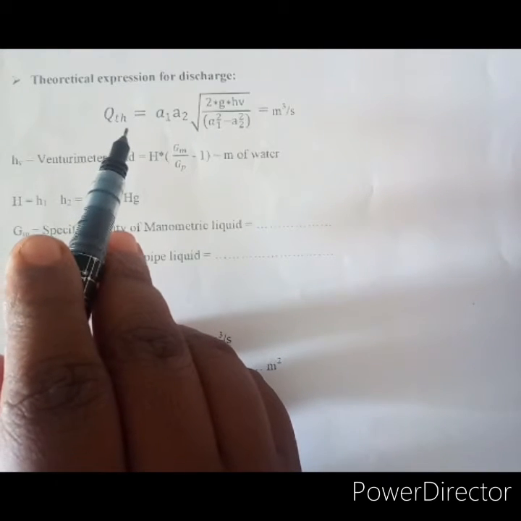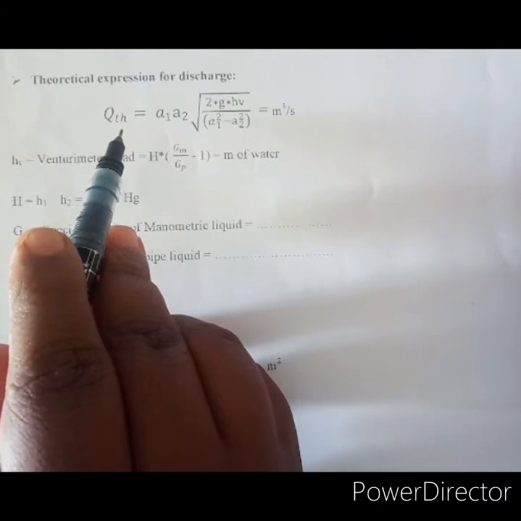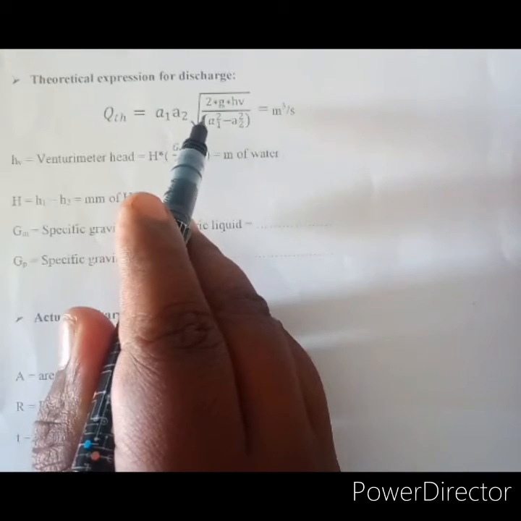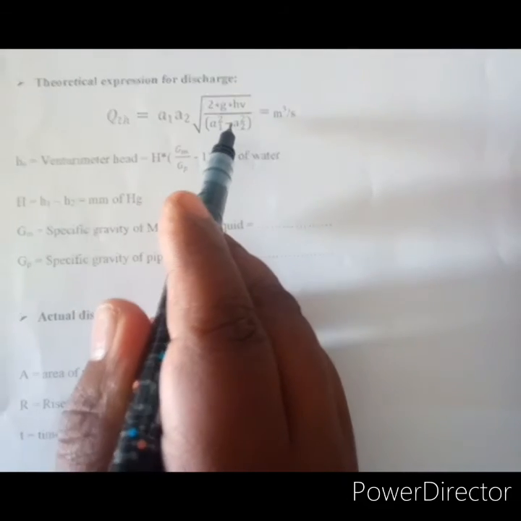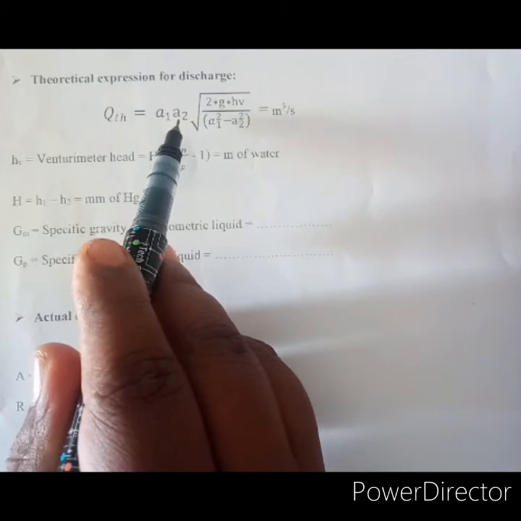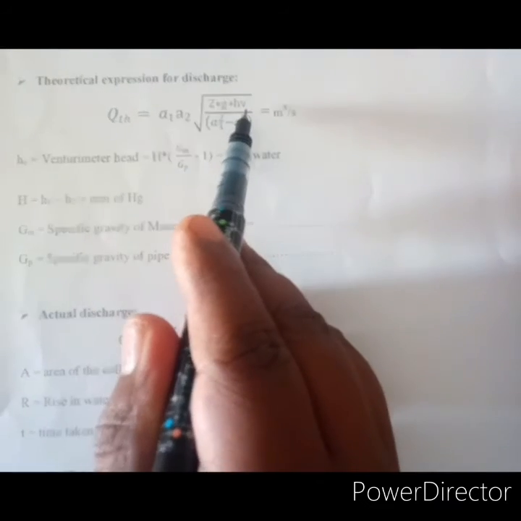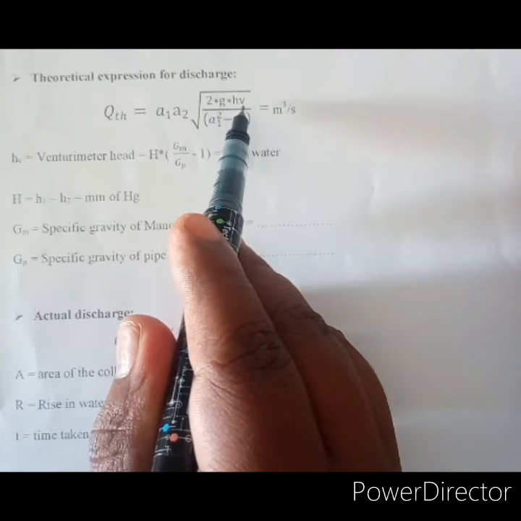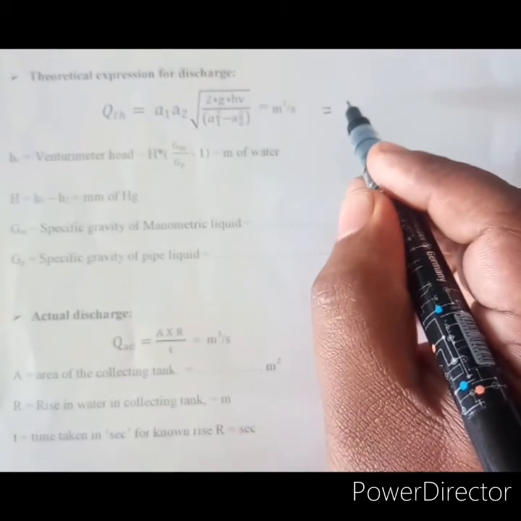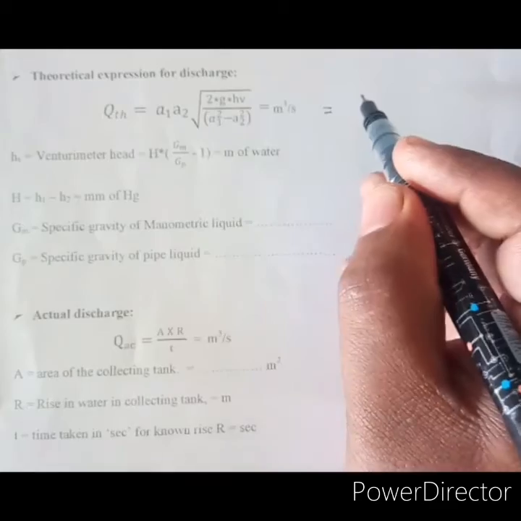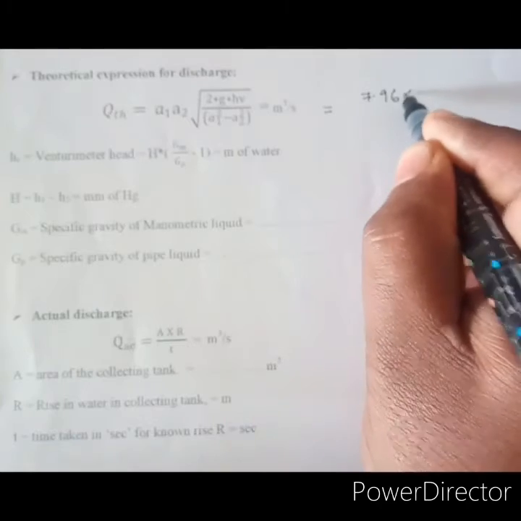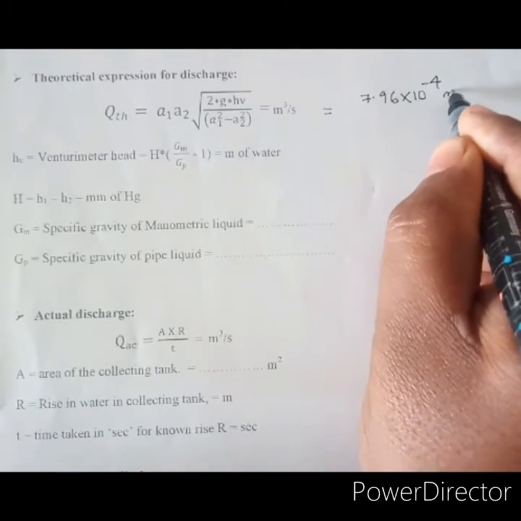The theoretical discharge through an orifice meter can be calculated using the formula Q theoretical is equal to A1 into A2 into square root of 2 g HV divided by square root of A1 square minus A2 square, where A1 represents the area at the inlet, A2 represents the area at the orifice, and HV is the orifice head. If we use the area at inlet, the area at the orifice and the orifice head, the Q theoretical value will be 7.96 into 10 power minus 4 meter cube per second.